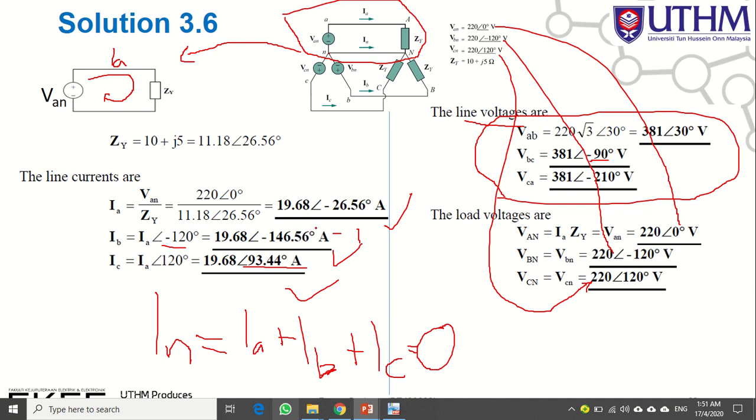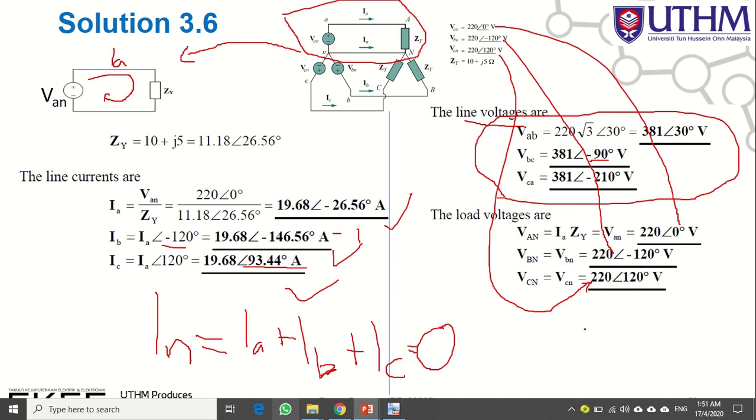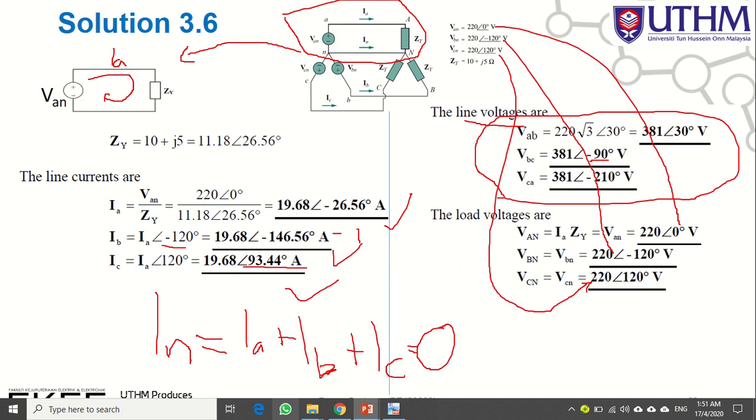So it is easy for you to check whether your answer is correct or not. You just sum all the IA, IB and IC. If your answer equals 0, it means that your calculation for IA, IB and IC is correct. Okay, next we have the next example.